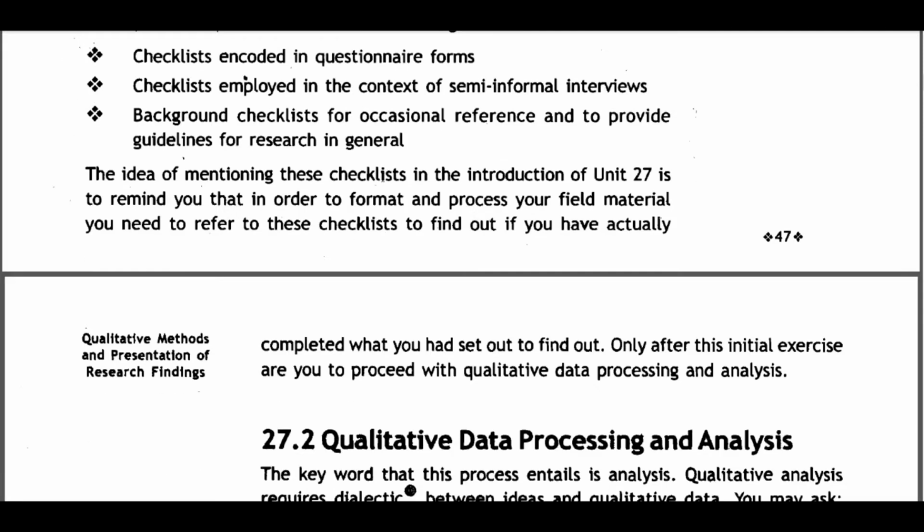The idea of mentioning this checklist in the introduction of Unit 27 is to remind you that in order to format and process your field material, you need to refer to these checklists to find out if you have actually completed what you had set out to find out. Only after this initial exercise are you to proceed to qualitative data processing and analysis.